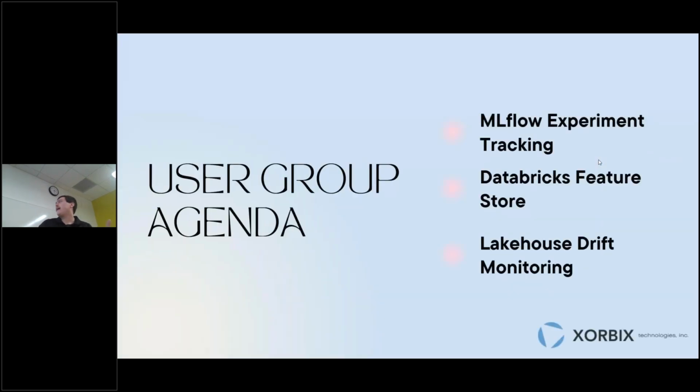Now, what I'm going to be covering today, there are three main points: MLflow experiment tracking, Databricks feature store, and Lakehouse drift monitoring. Most of this is going to be focusing on MLflow experiment tracking. For the Databricks feature store, we're just going to scratch the surface. It gets kind of complex, so we're just going to show how to do a basic setup. And Lakehouse drift monitoring, again, we're just going to scratch the surface and show what that's good for.